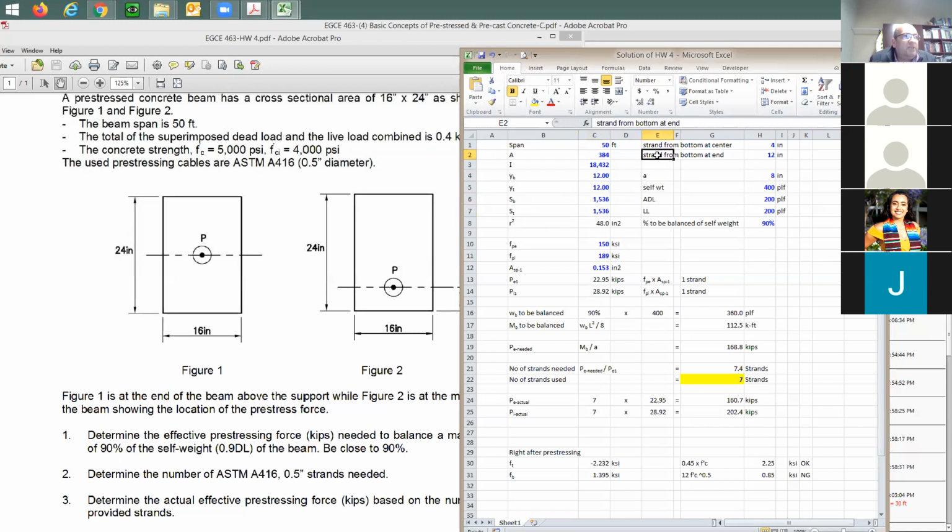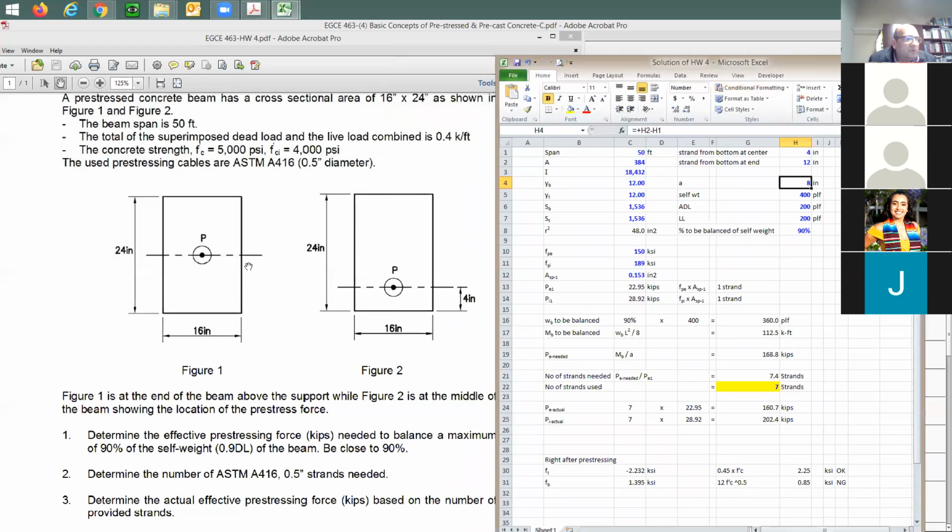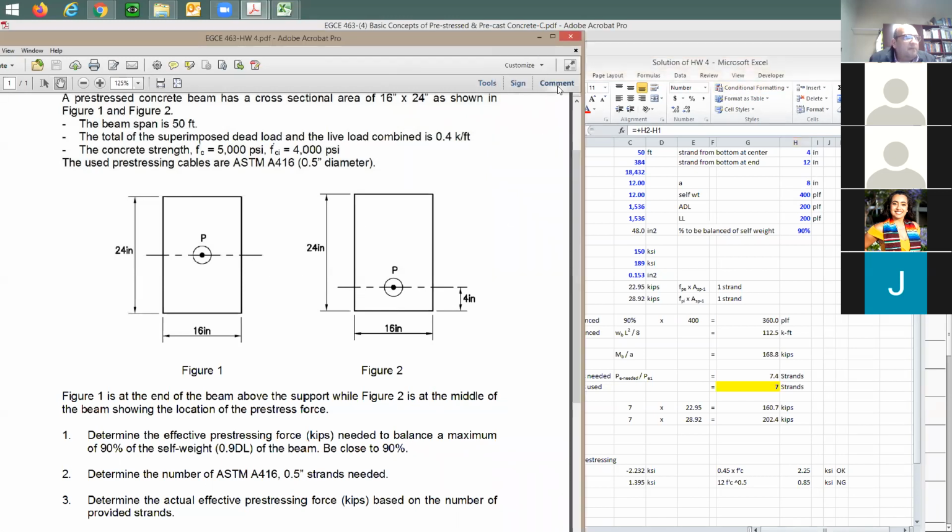The strand location at the end is going to be at 12 inches from the bottom, right? The strand location is going to be here in the middle. The center of the beam is going to be at 4 inches. Great. This A, how much is this A? The difference between the two, which is eccentricity, or sometimes you call it E, distance from here to there, right?